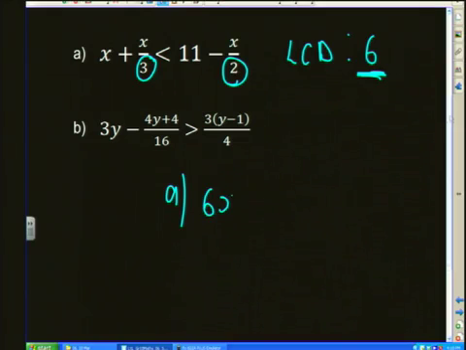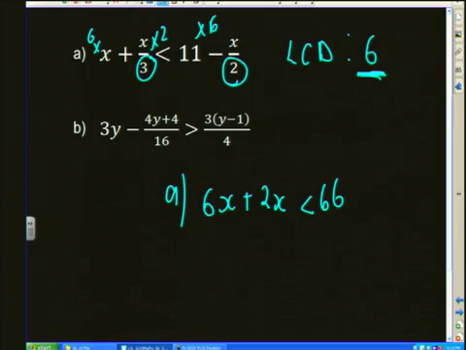We're going to get 6x. So I'm timesing the first term by 6. We times the second term by 2, so I'm going to get plus 2x is less than 11 times 6 is 66 minus 3x. Okay, guys, so I'm not putting that step in. All I've done is I've times through by my LCD of 6. Okay, so we got rid of the LCD.